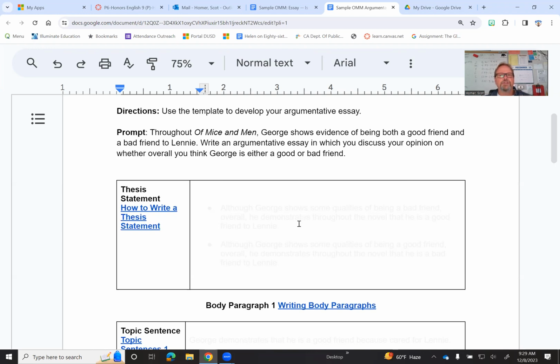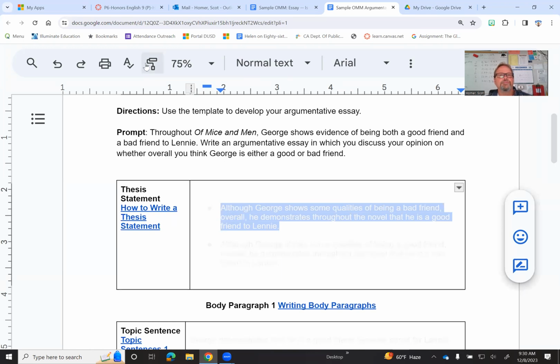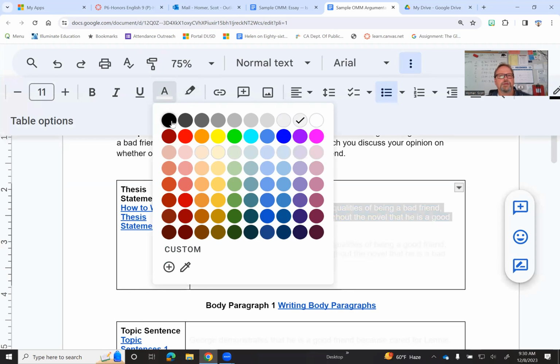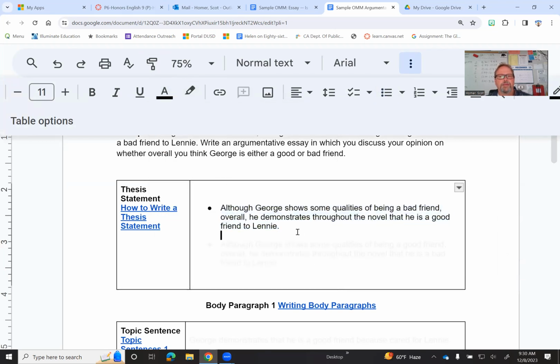All right, so let's have a look. I gave a couple of samples, all right? So let's look at the first one here. Okay, so this one says, although George shows some qualities of being a bad friend, overall, he demonstrates throughout the novel that he is a good friend to Lenny. All right, so this is the good friend side.